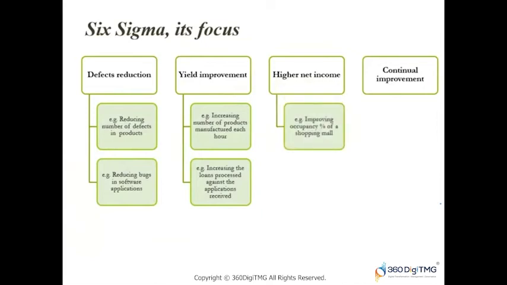Higher net income. If you have a new shopping mall, it will help you improve the occupancy percentage. It will help you increase the number of footfalls. If you are having an inventory of raw material, it will help you reduce the inventory cost. And for most of the logistics companies, reducing the inventory cost even by 1% means millions of dollars. So these are a few of the areas where Six Sigma has its focus. Yeah, and one more important thing is when it comes to measurement, people also measure color.